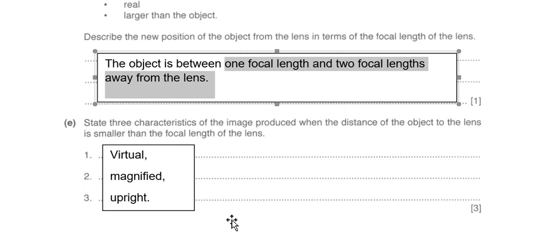Finally, three characteristics of the image produced when the distance of the object to the lens is smaller than the focal length. They're asking for u smaller than f, which is the magnifying glass case, the last column in your textbook. So it should be very straightforward. Virtual, magnified, upright. So this is a free 3 marks over here.